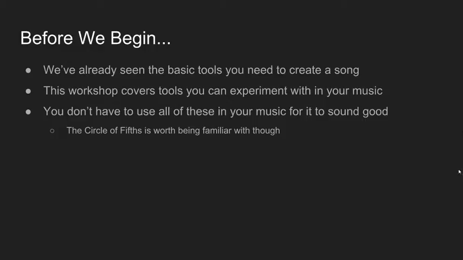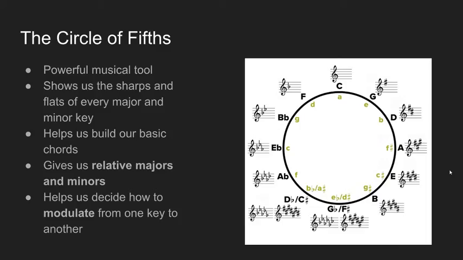It's like your musical cheat sheet. So here's the circle of fifths. It's incredibly helpful, I would say. It's a very powerful musical tool, and here's some things that it can do for us. It shows us the sharps and flats of every major and minor key. So it's kind of like a clock, because there are 12 unique notes in our Western musical system. If you want to draw it out, you draw it like a clock, and each of these positions is one of the notes in our Western musical system.